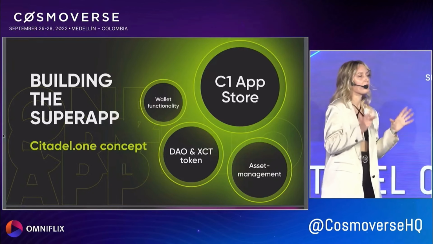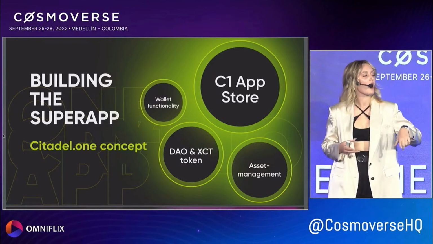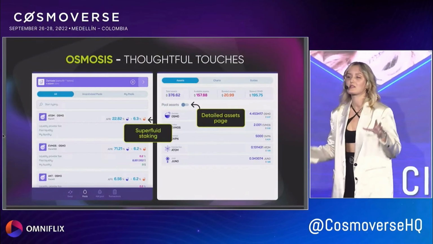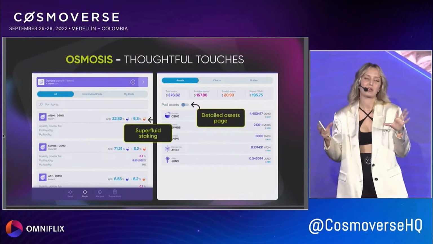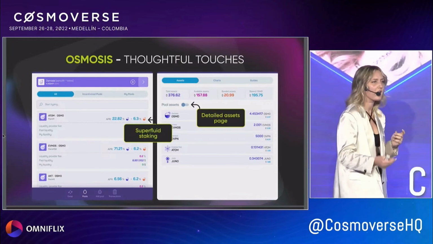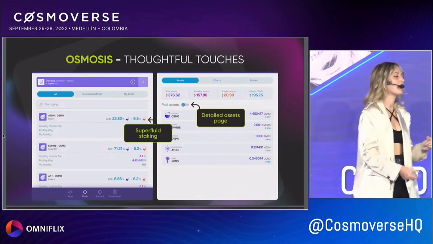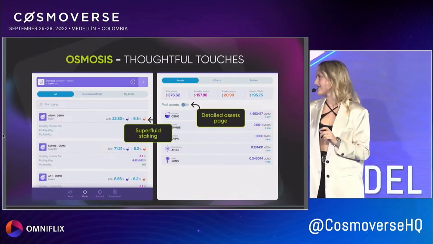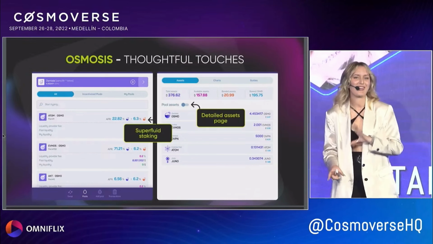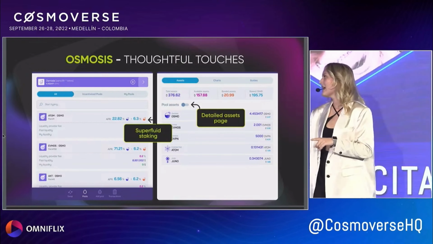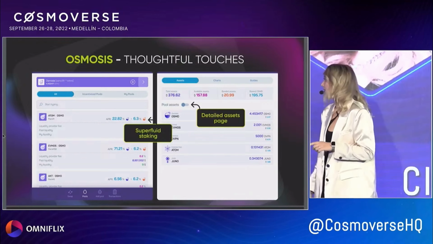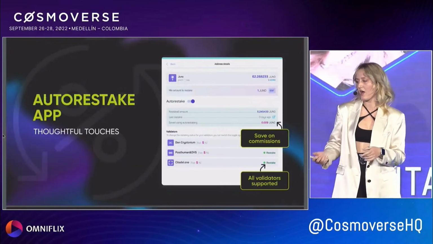We also have this involvement and incentivization model of DAO and XCD token. But most importantly, we have this section for C1 App Store, which can be shown later. So what we're having right now is we rebuilt some of the most used applications so that you can access it directly with your address from your account. And we added some thoughtful touches actually, so you can see the detailed asset page, the pools, everything you have, and even some network specific like superfluid staking.